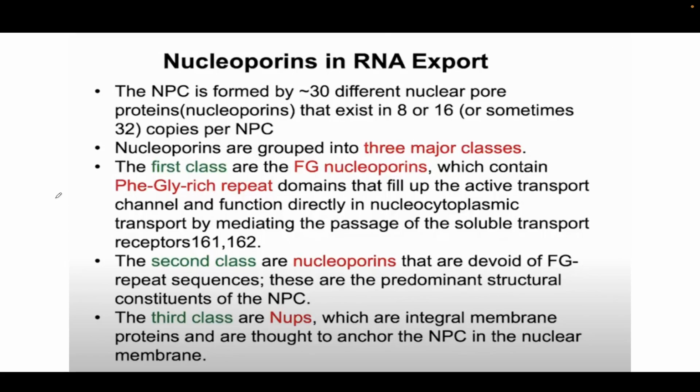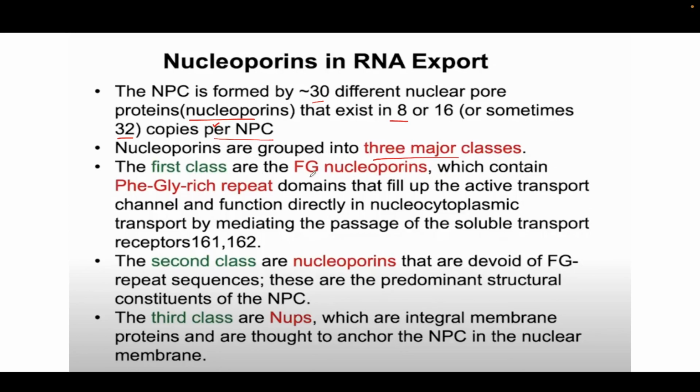Let's talk about it. So NPC, that is nuclear pore complex, is formed by 30 different nuclear pore proteins. These are nucleoporins that exist in 8 or 16 or sometimes 32 copies per NPC. Per NPC means in case of one nuclear pore complex, there are about 30 nuclear pore proteins, that is nucleoporins, present. Understood? Nucleoporins are grouped into three major classes.